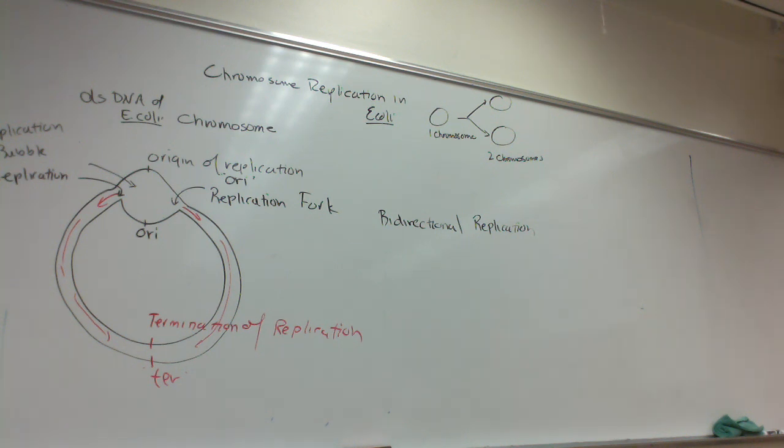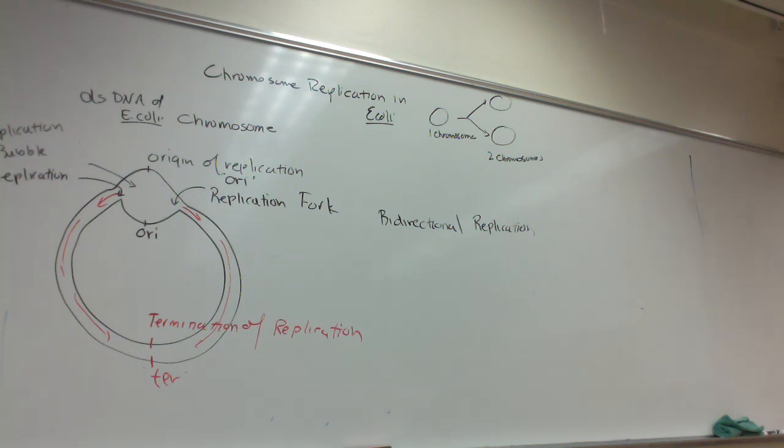So folks, what we're seeing here is the replication forks are moving in opposite directions, so bidirectional replication. They keep moving around the chromosome using the single strands as templates to make new strands, and eventually they'll meet where? Termination of replication, yeah. And it's at that point that we've gone from one chromosome to two, and the two copies separate, and now the cell can divide in two.